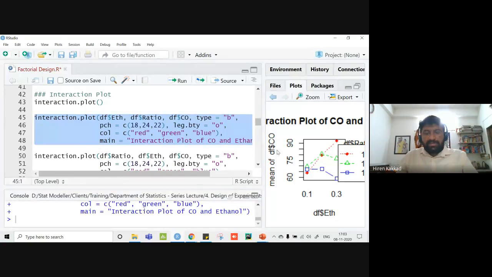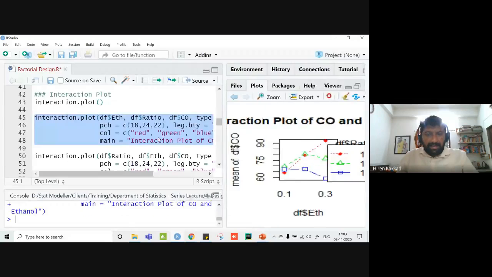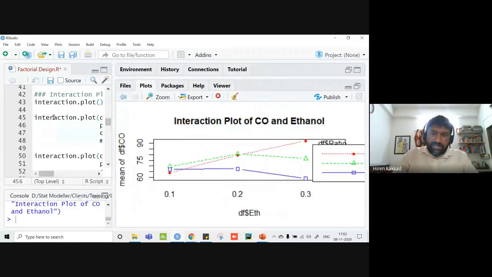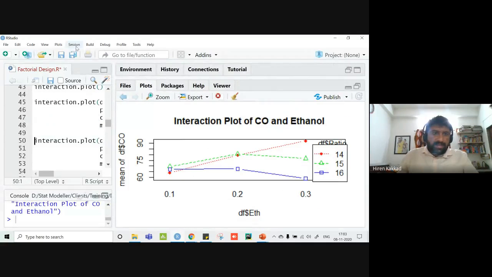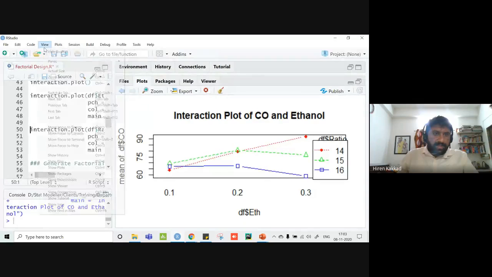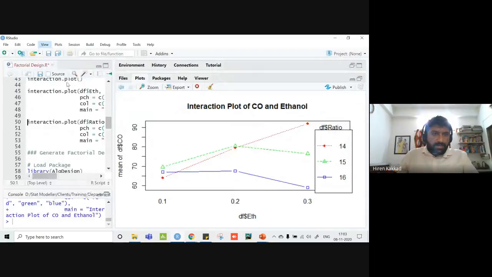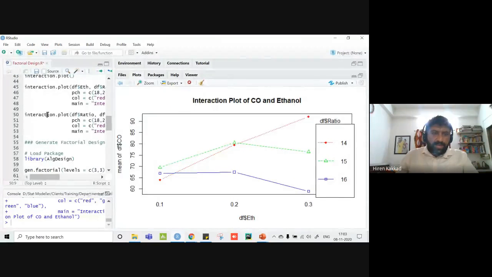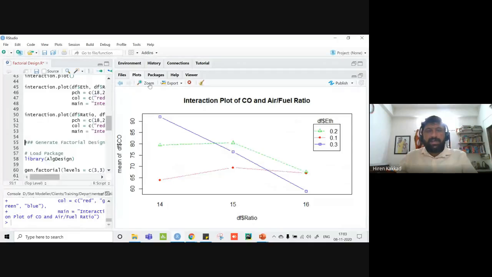So here, since I have increased the size, let me do it like this and then run. Still... So whenever you're making the graph, at that time you need to take care of the margins.